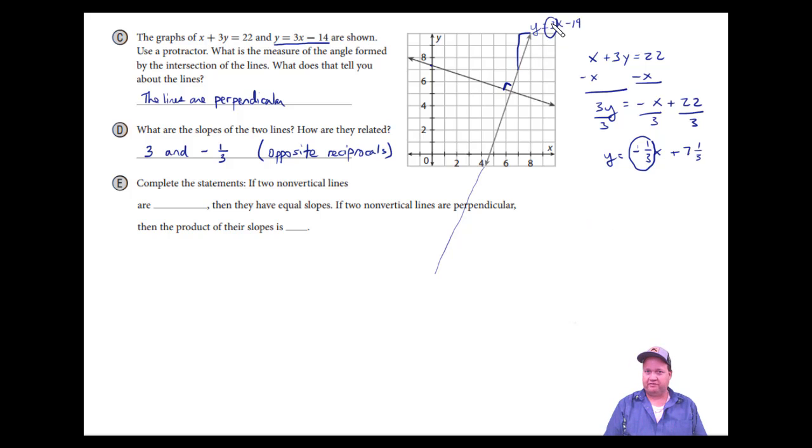If you take the slope of this line here, which is 3 over 1, and you take the slope of the other line, which is negative 1/3, and you multiply them together, the 3's will cross off, and you're going to get an answer of negative 1. So if two non-vertical lines are parallel, their slopes are going to be the same. They'll be equal. But if two non-vertical lines are perpendicular, the product of their slopes is negative 1.